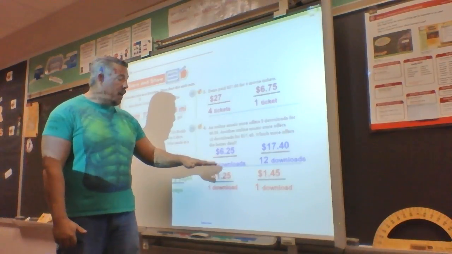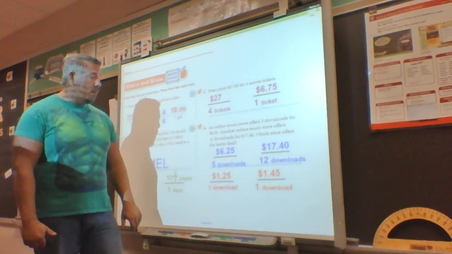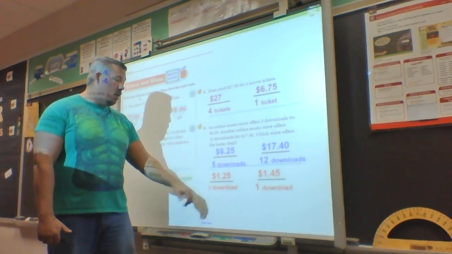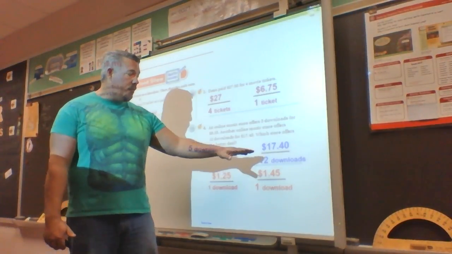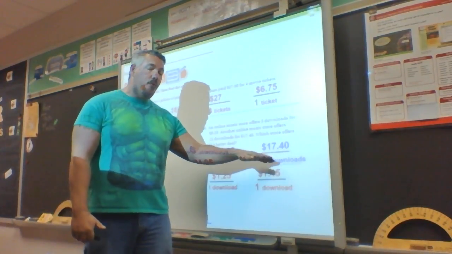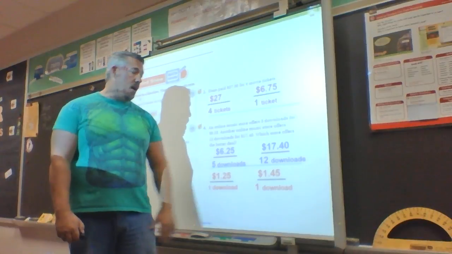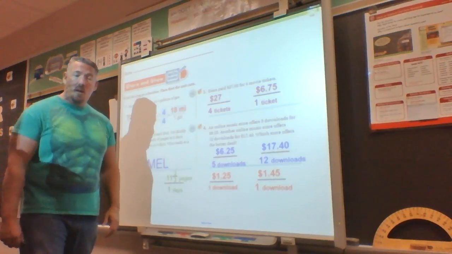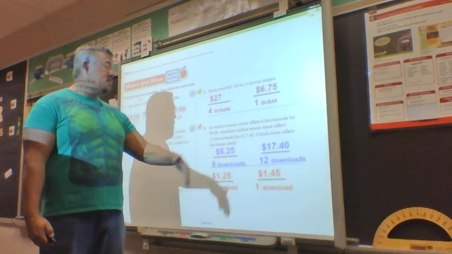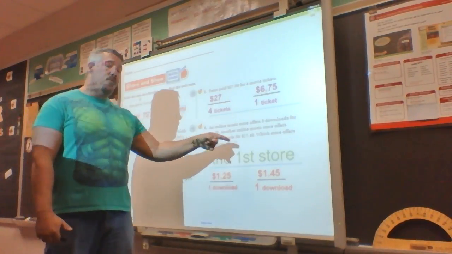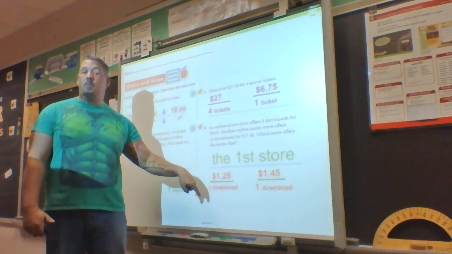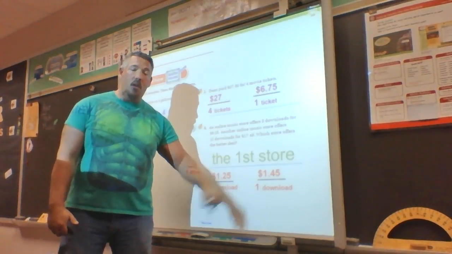And when I divide each of those by 5s, then I'm going to find out that I have $1.25 per download. And over here, I'm going to find that dividing by 12s gives me $1.45 per download. Does that answer my question? No, it doesn't. I have to know which store has the best deal. And it's going to be the first store, because its unit rate shows me that I'm spending less per download than the other store.